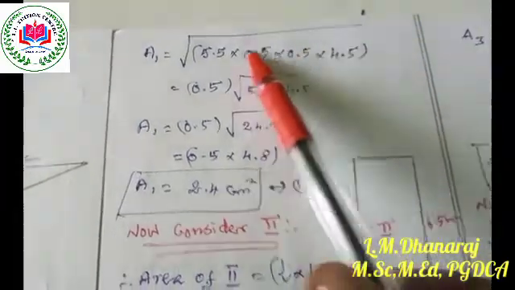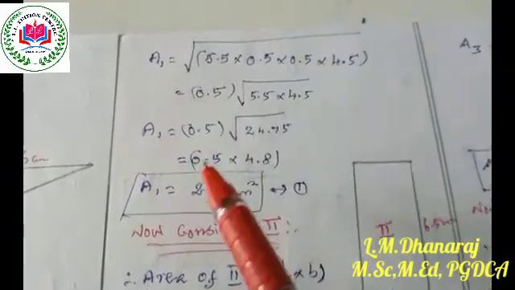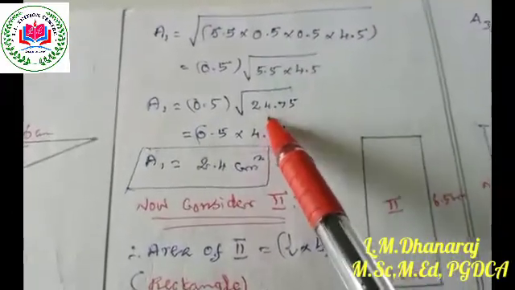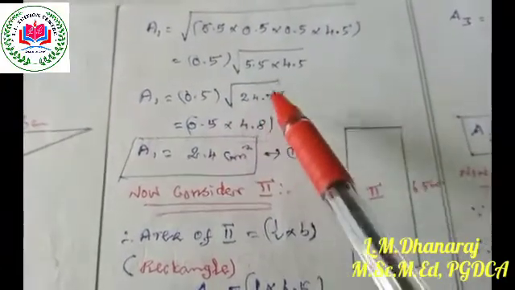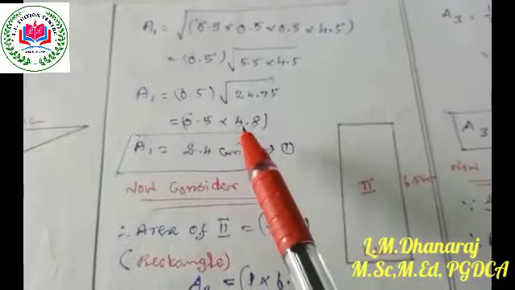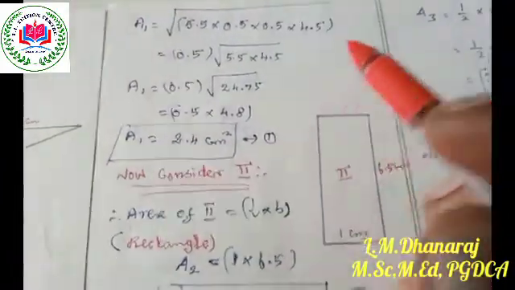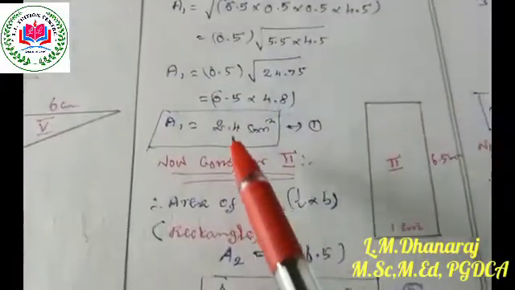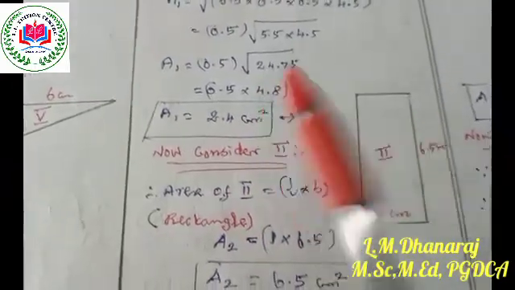There are two 0.5s, so one 0.5 can be taken out of the square root. The remaining is 5.5 into 4.5. By multiplying, we get 24.75. The approximate value of the square root of 24.75 is 4.8. So 0.5 into 4.8 is 2.4 centimeter square. This is the area for portion 1.